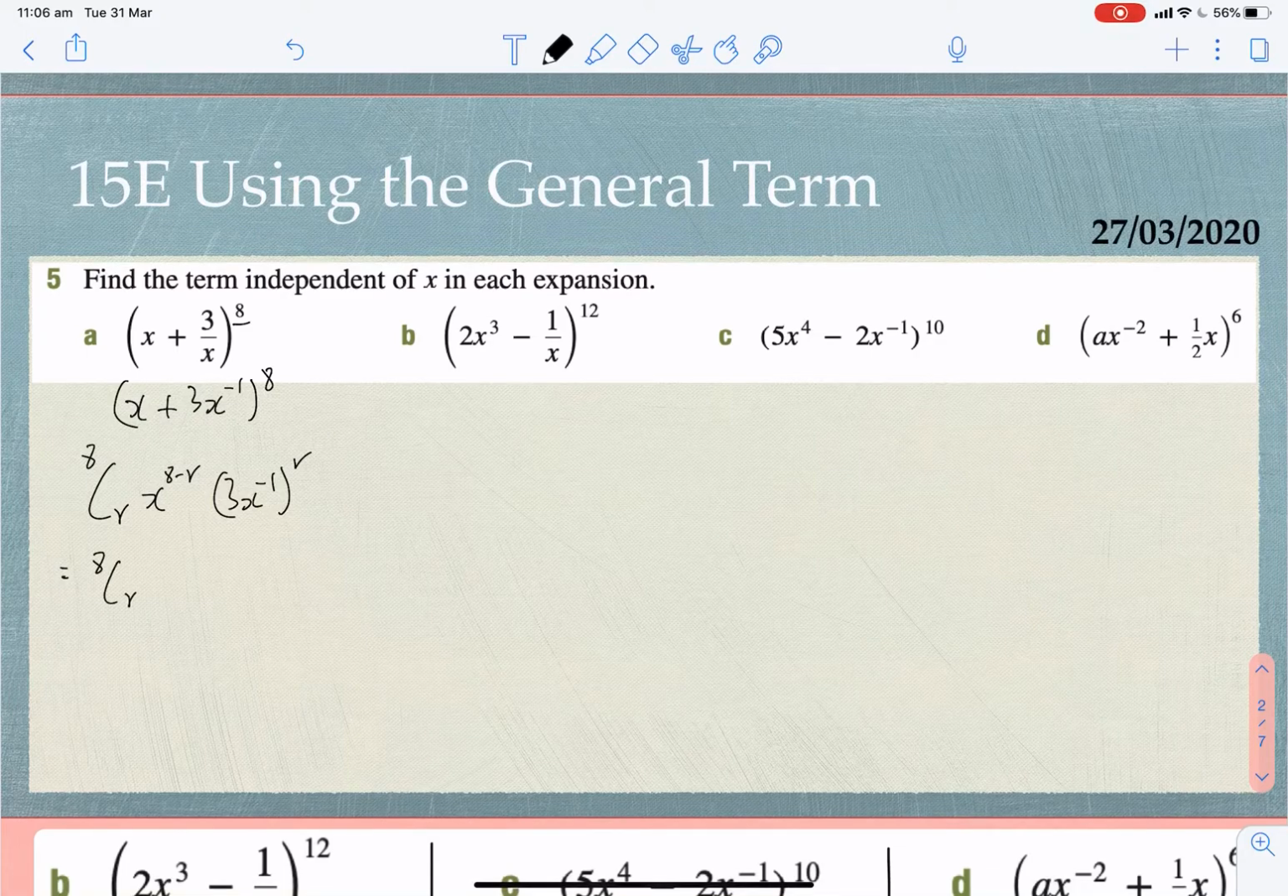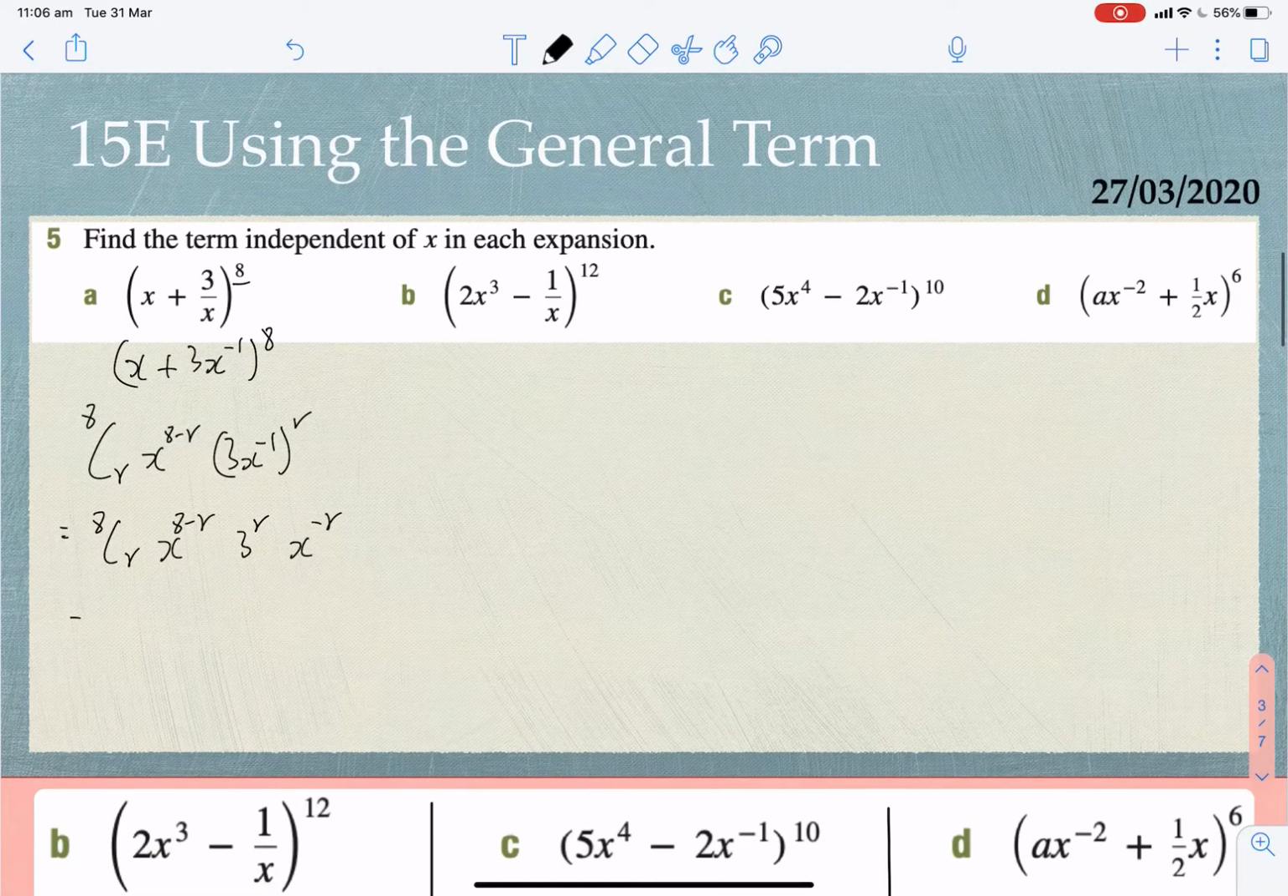Now 8 choose r, x to the power of 8 minus r, and then we can take a 3 out. 3 to the power of r, x to the power of negative 1 times r is negative r. Well, we can simplify this bit. So 8 choose r. Let's put the number in front first. 3 to the power of r, and x to the power of 8 minus 2r. Okay, this is our general term.